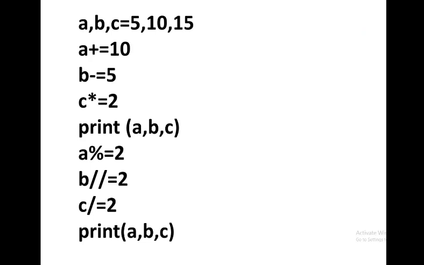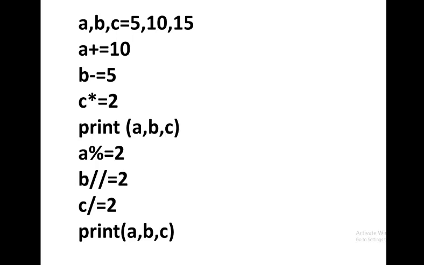Example, now if this is the Python code, the values of a, b and c are 5, 10 and 15 respectively. So if you write a plus equal to 10, it means the value of a and 10 will be added. The value of a is 5, and 5 plus 10 is 15, so the new value of a will be 15. Similarly, b minus equal to 5 means the value of b minus 5. The value of b is 10, 10 minus 5 is 5, so the new value will be 5.